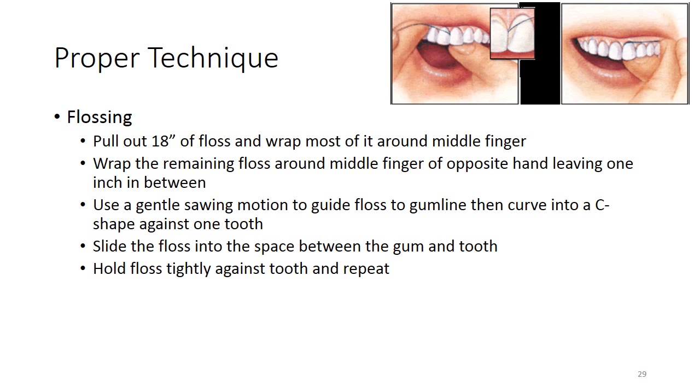The proper technique for flossing is as follows. Pull out 18 inches of floss and wrap it around the middle finger. Wrap the remaining floss around the middle finger of the opposite hand, leaving about 1 inch of floss in between. Use a gentle sawing motion to guide the floss to the gum line as seen in the picture on the left. Then curve it into a C shape against one tooth and slide the floss into the space between the gum and the tooth as seen on the picture on the right. Hold the floss tightly against the tooth, then repeat the process for the rest of the teeth.